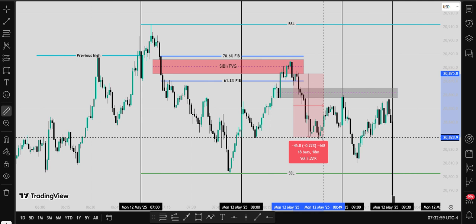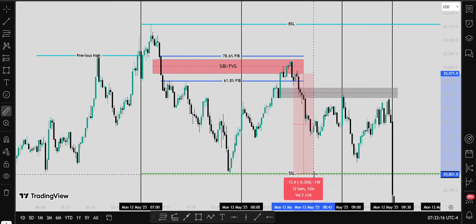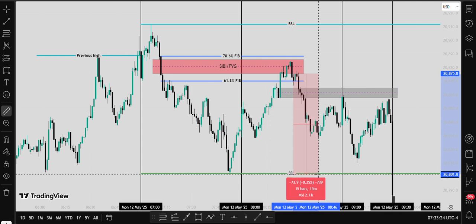And apart from that, if you had many contracts or many lots, you would have stayed with some on to capture this move to take out this sell side liquidity. And as you can see, it's a big move. 74 points is not a joke. It's not a joke.